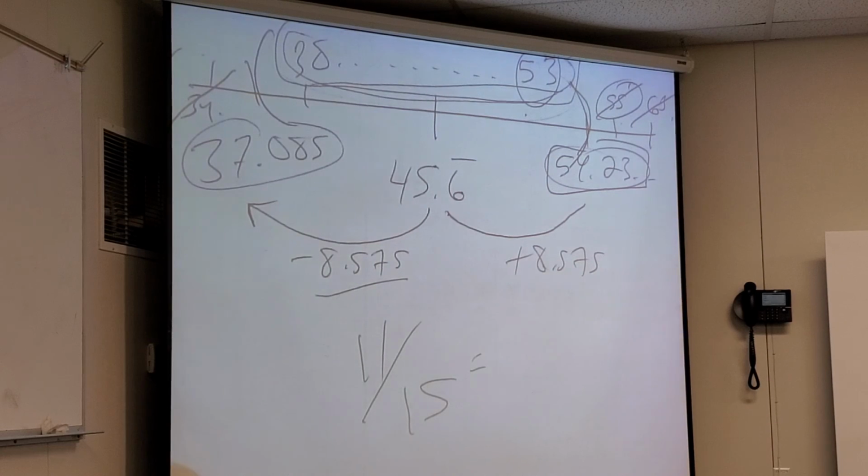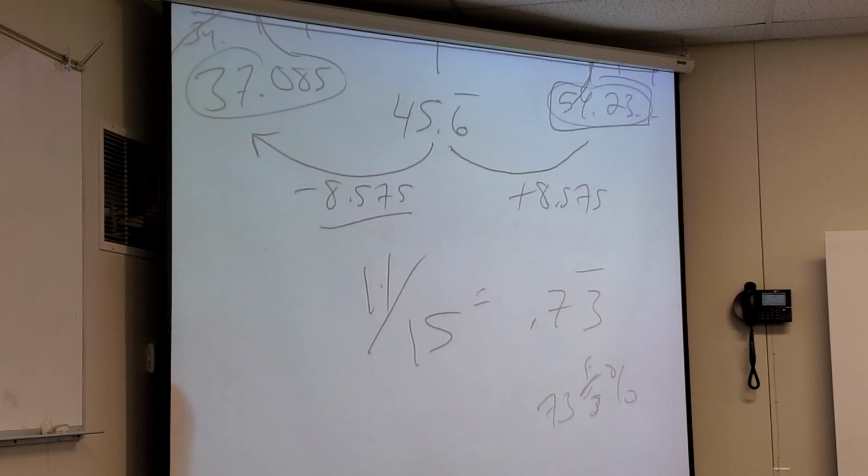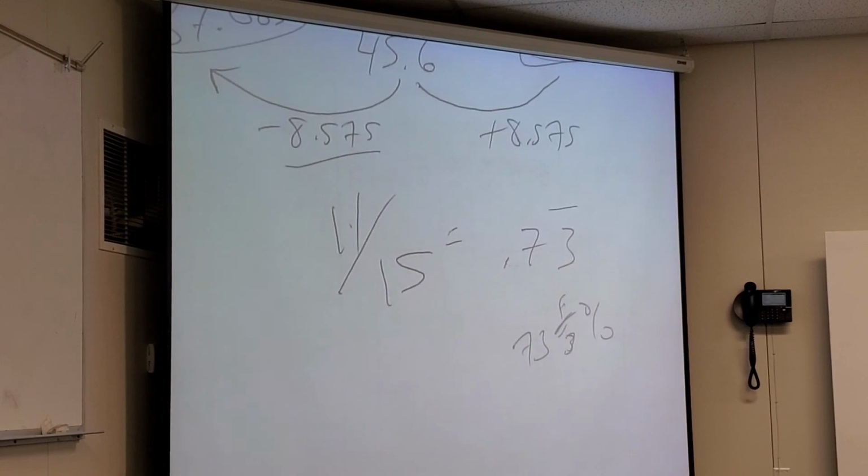How many do that? 11. 11 divided by 15 is? 0.7333333. Okay. So 73 and a third percent. So we caught just a little over 73% of the data in there.